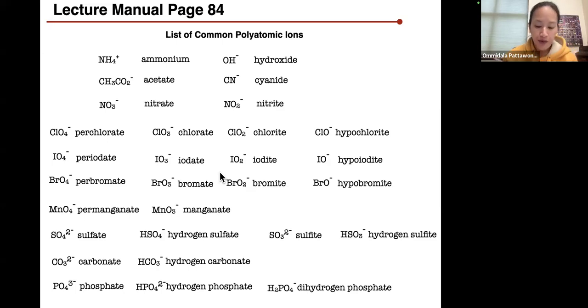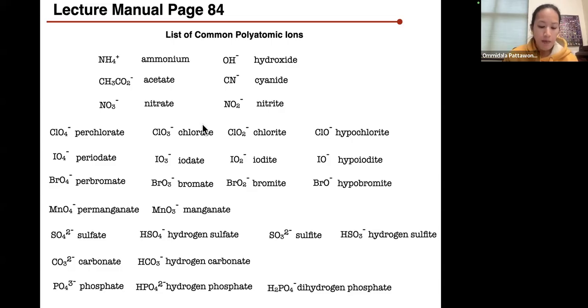For example, nitrate, ending with ate. Nitrite, ending with ite. Perchlorate, chlorate, chlorite, hypochlorite. You probably notice that all of these end with either ate or ite. That's how you are going to recognize them. Every time a name ends with ate or ite, you know that the ion has more than one atom. These ions come with oxygen, which is what we call polyatomic ions.